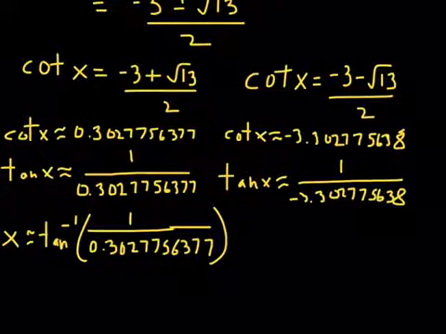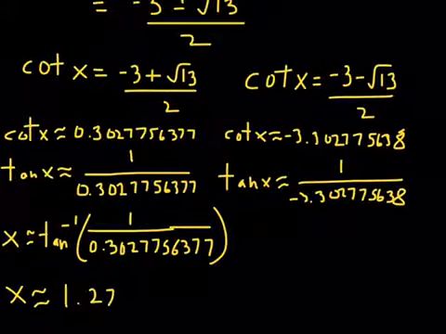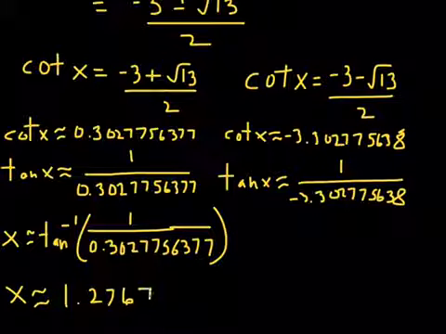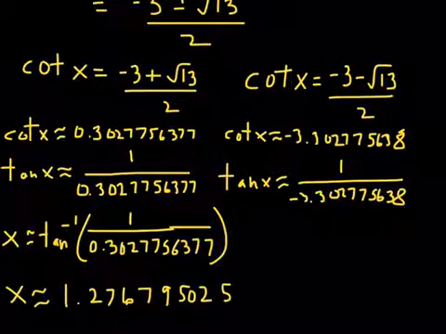Well, how do I know that? Because the inverse tangent function has a range of negative pi over 2 to positive pi over 2, quadrant 1 or quadrant 4. Because this is positive, I know that the calculator is going to give me an answer in quadrant 1. So x is approximately equal to, let's see what we're getting, 1.276795025. That's definitely radian mode. All right, there's one answer, okay?